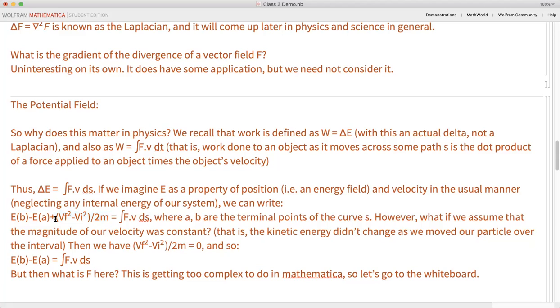And then there's also this kinetic energy term, right, VF. And we can basically say that the change in our potential energy plus the change in our kinetic energy is going to be the total change in energy. And so it's going to be this line integral. And we're saying A and B now are the terminal points of some curve S. Now we make a further assumption, which is when we're moving our particle through this curve in space, we do so in a way such that our velocity may change over time, but its magnitude will be held constant.